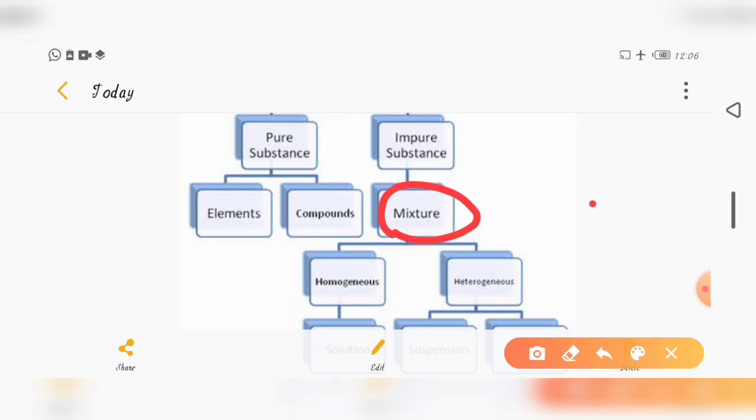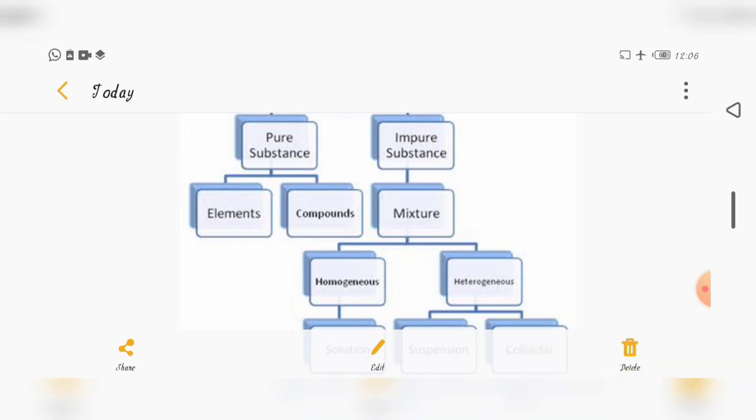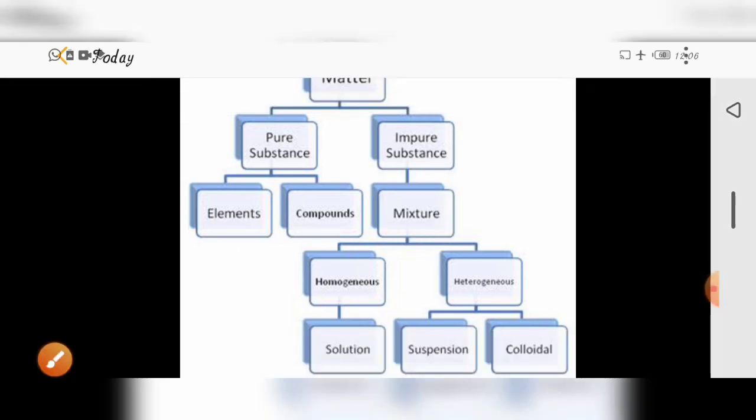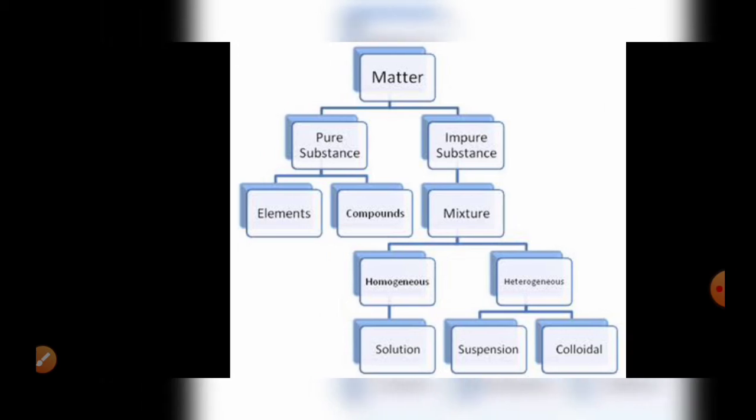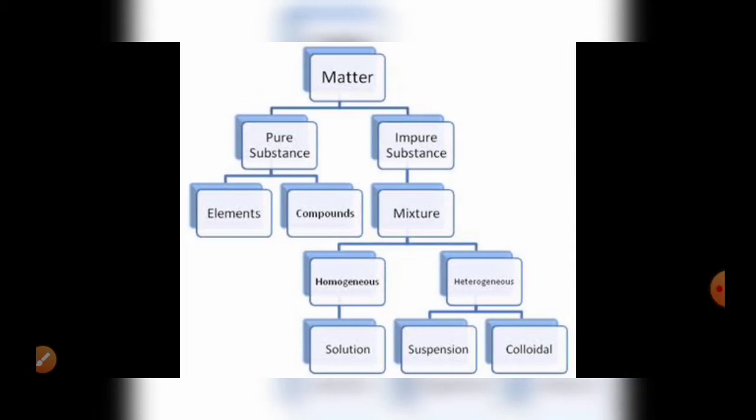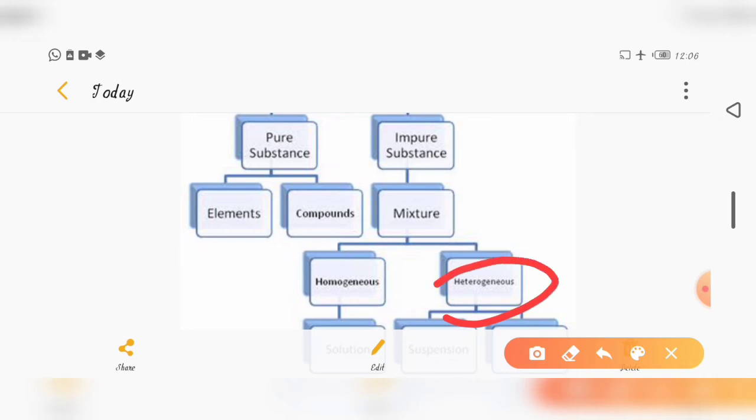Only mixture can be separated into two types. One is homogeneous, another one is heterogeneous. See here, homogeneous is converted into true solution and heterogeneous is converted into suspension and colloidal solution. This is very, very important for the next class. That is this one, heterogeneous and homogeneous.